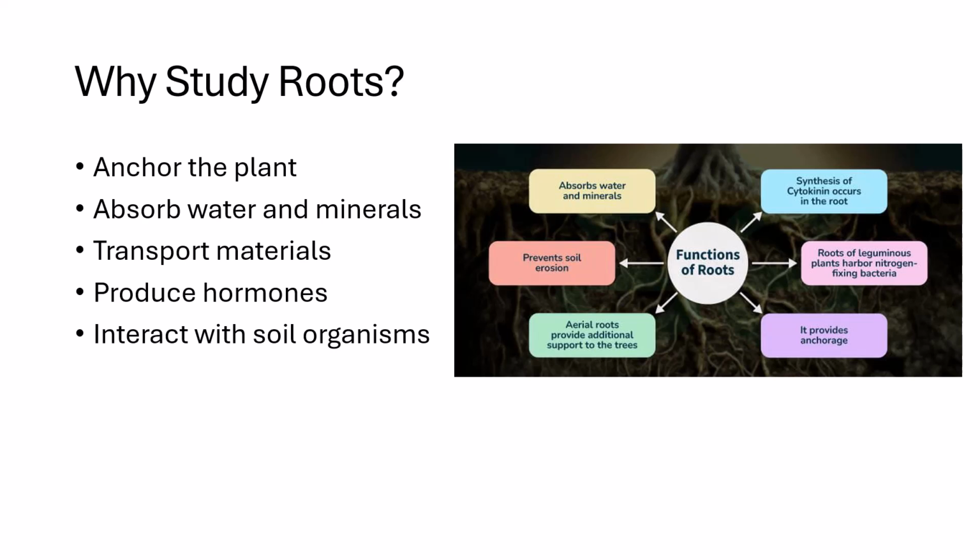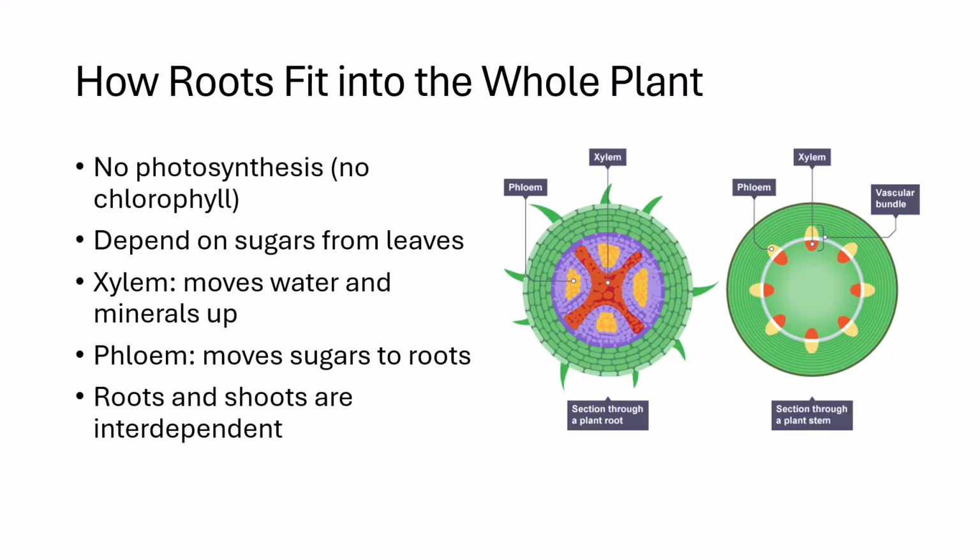Roots also produce hormones that help regulate growth and development, especially the balance between root growth and shoot growth. And on top of that, roots are the main point of contact between plants and a huge community of soil organisms, some harmful, but many incredibly beneficial. Even though you rarely see them, roots are constantly making decisions that affect the entire plant's survival.